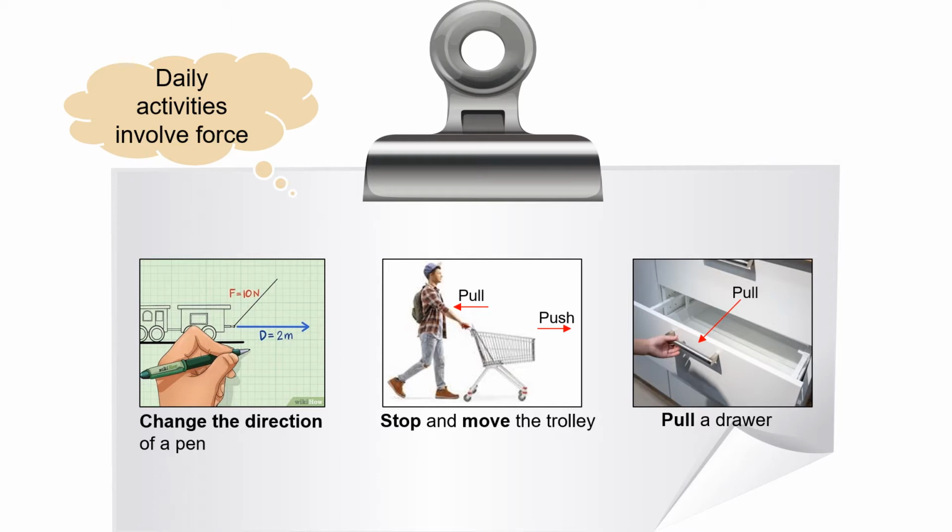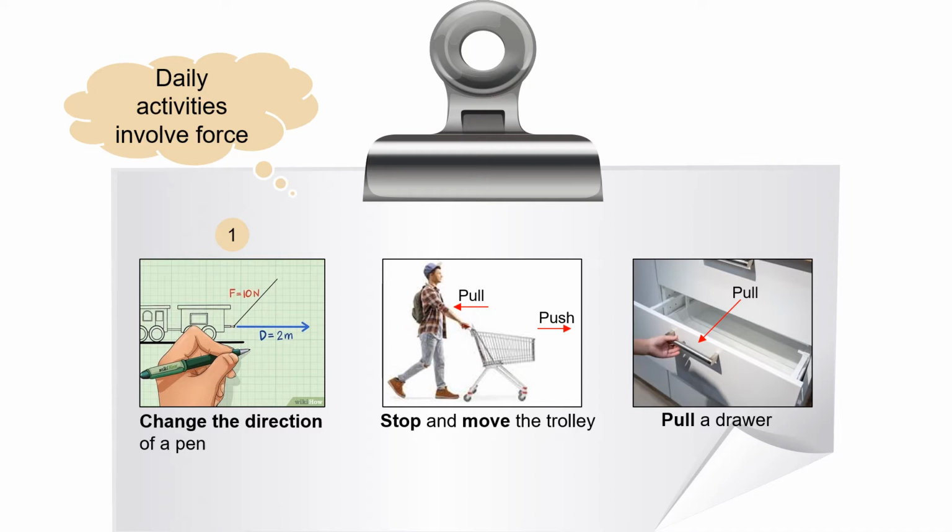Let's focus on the first picture. The first picture shows that a hand is holding a pen to write on a paper. That means you have applied force to change the direction of a pen when writing.